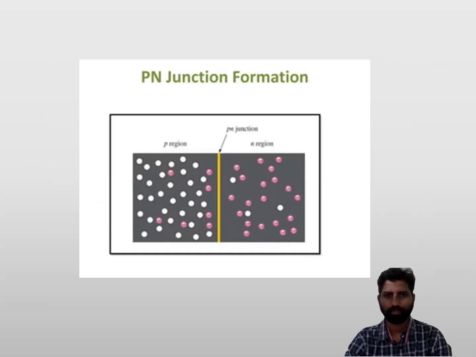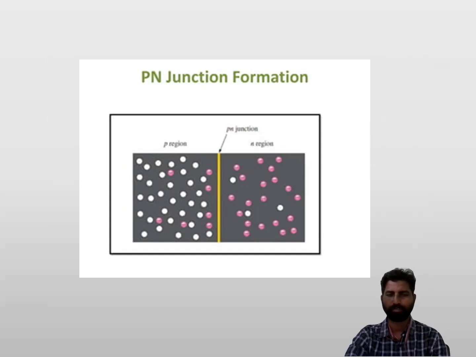The white bubbles we see in the P region are holes, and the pink bubbles we see in the N region are electrons. This means the majority charge carriers, the excess charge carriers in the N region, are electrons, and the excess charge carriers in the P region are holes. We also have a small amount of minority charge carriers: the electrons in the P region and the holes in the N region.